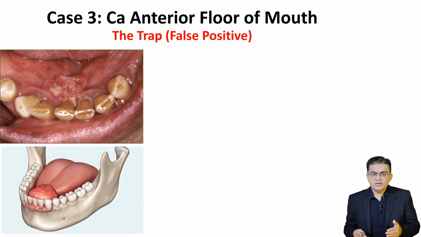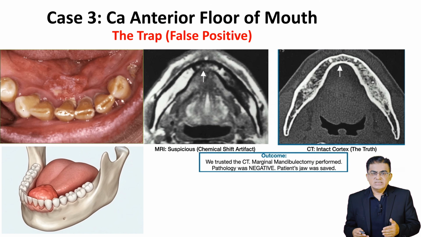Look at the MRI on the left. This is a lesion in the anterior floor of mouth. See where the arrow is pointing. Look at that cortex. It looks completely blurred.